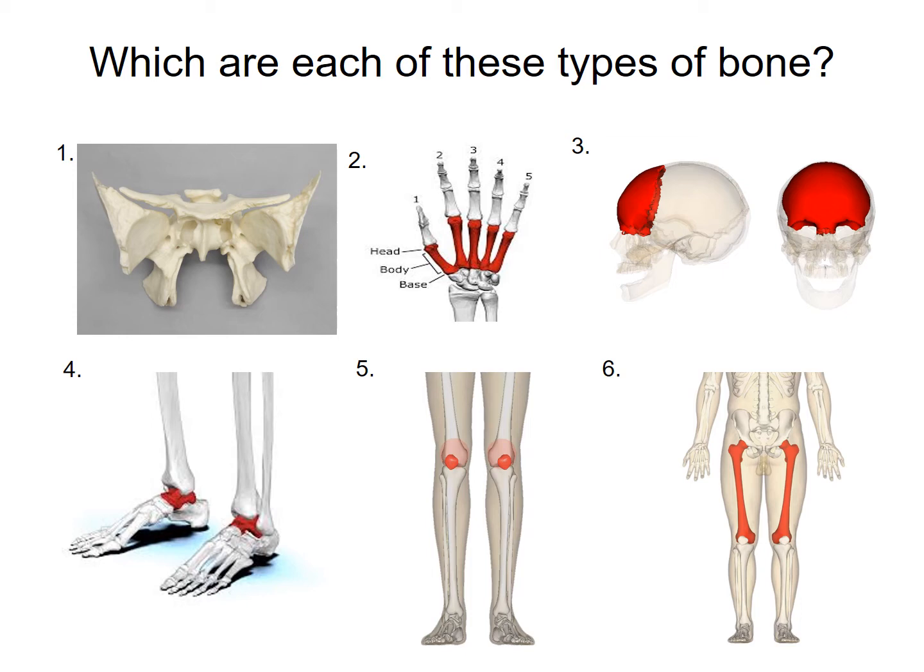All right, now that you're ready to go over the answers, we'll talk about number 1 first. Number 1 is a really weird looking bone. That's your sphenoid bone, right?